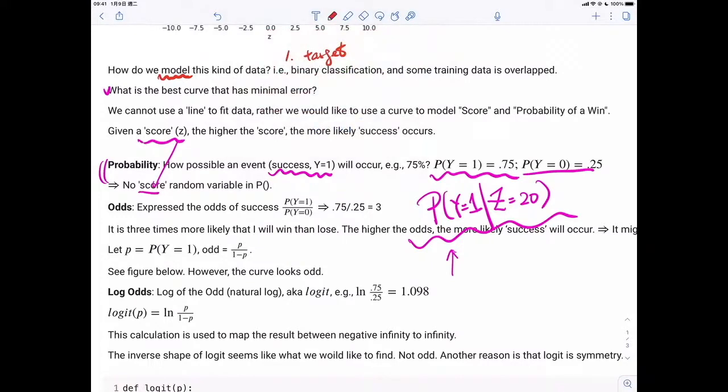We don't directly use probability. I'd like to introduce another concept, which is odds. In Chinese, odds is translated as 赔率, although the translation is not very good. The definition is the odds of success. The definition is right here. For example, it is 3.